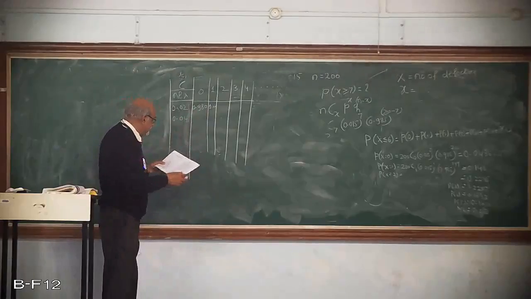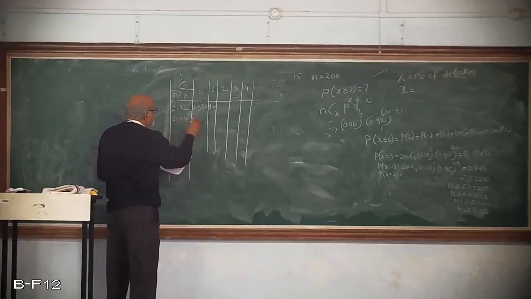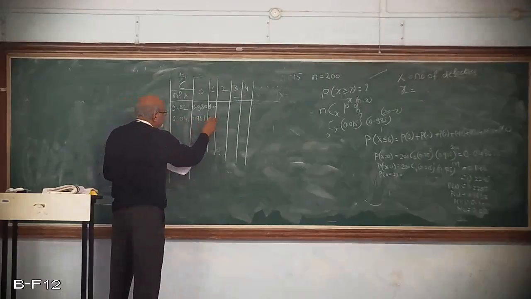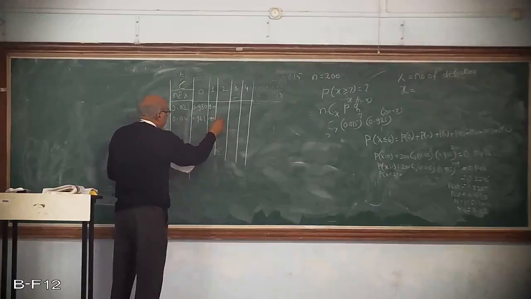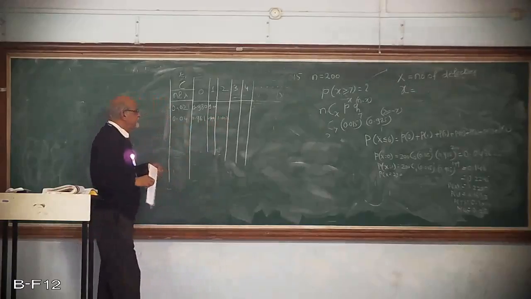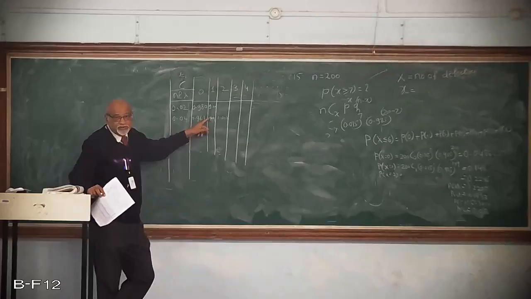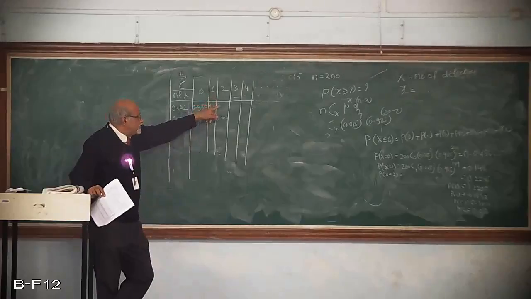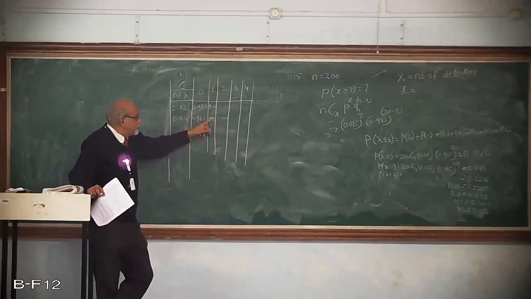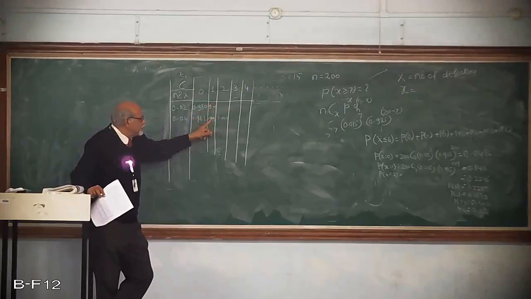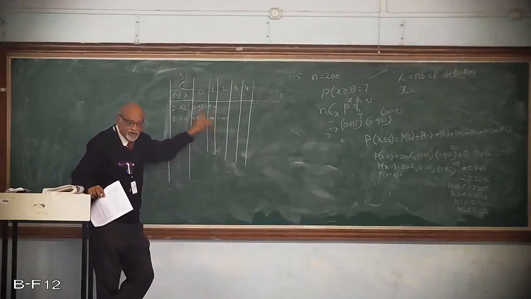Let me take up the second one. That means at the most it can contain 2 defectives. So the probability that it contains 2 or less than 2 defectives is 1. The probability that it contains 1 or less than 1 defective is 0.99. Exactly 1 defective is 0.99 minus 0.961. Exactly 2 defectives is 1 minus 0.99, that is 0.001. That is how it should be read.